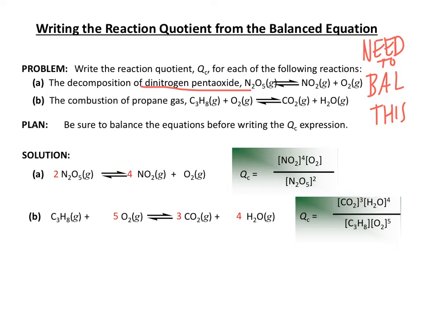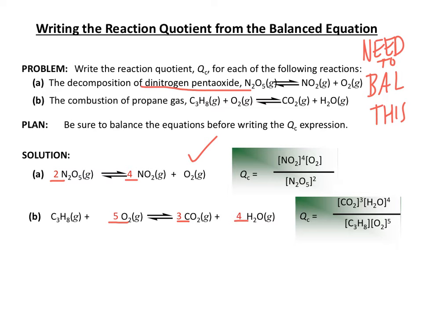And so if we're going to balance that equation, we go on down below. They have balanced it for us. There's not a lot of room here. So we put a 2 in front of the dinitrogen pentoxide, a 4 in front of the nitrogen dioxide, and now we have a balanced equation. In the part B equation, we have propane and oxygen. We needed to add a 5 in front of the oxygen and a 3 and a 4 in order to balance that combustion reaction. Okay, so we're just practicing writing Q, which follows the rules for writing K.